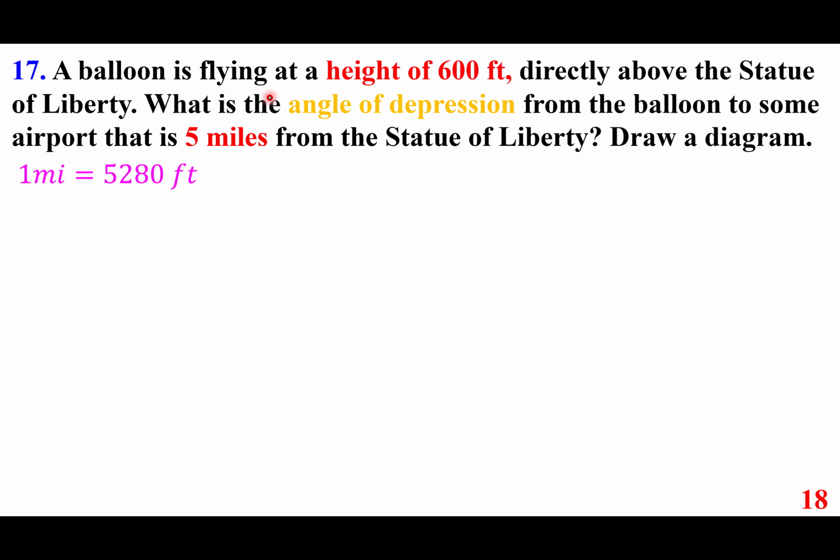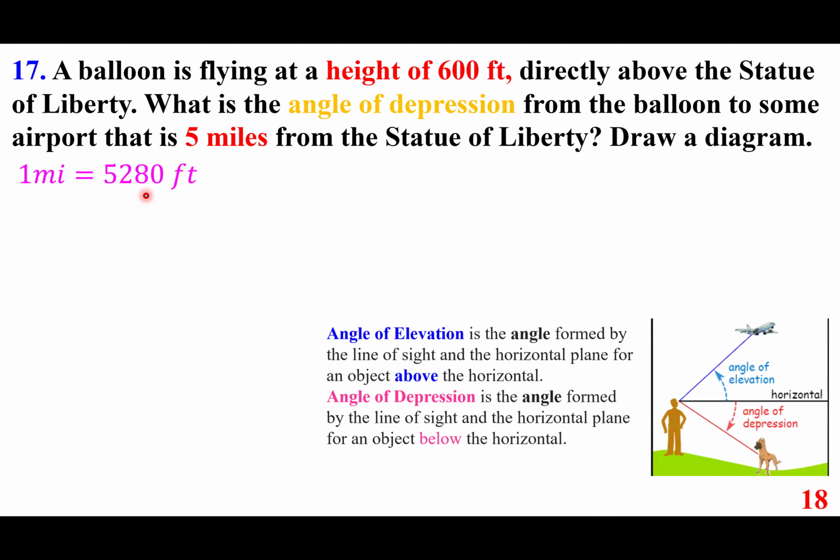A balloon is flying at a height of 600 feet directly above the Statue of Liberty. What is the angle of depression from the balloon to some airport that is 5 miles from the Statue of Liberty? Draw a diagram. By the way, even if they don't say so, I have no idea how you can come up with the answer without drawing. So the drawing plays a huge part. And of course, a piece of information is that 1 mile is 5,280 feet.